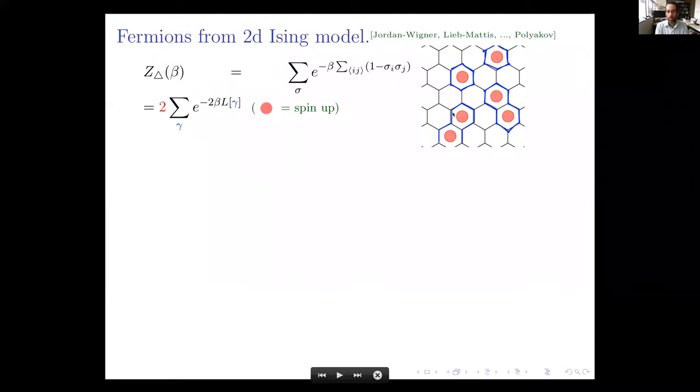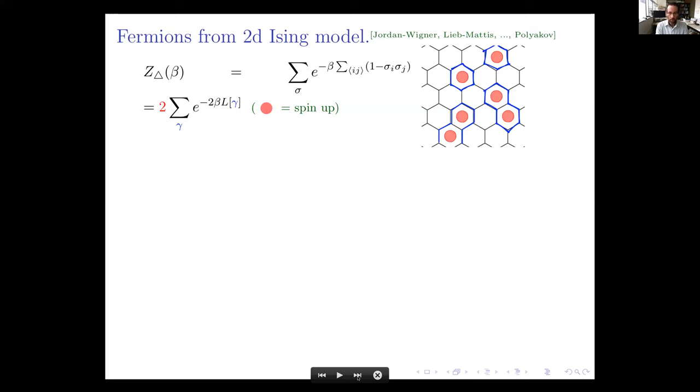And so that specifies the spin configuration up to the global symmetry action, up to flipping all of the spins. And so the partition function in terms of spins on the triangular lattice is equal to a sum over these curves, these blue curves, weighted by their length, right? So the length of this curve counts how many disagreements there are, up to a factor of two, which comes from this global symmetry. Now that's on the honeycomb lattice.